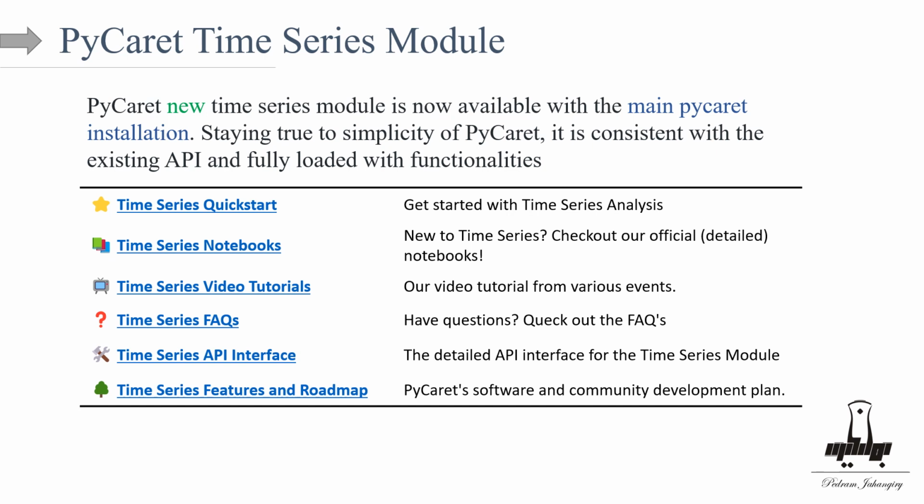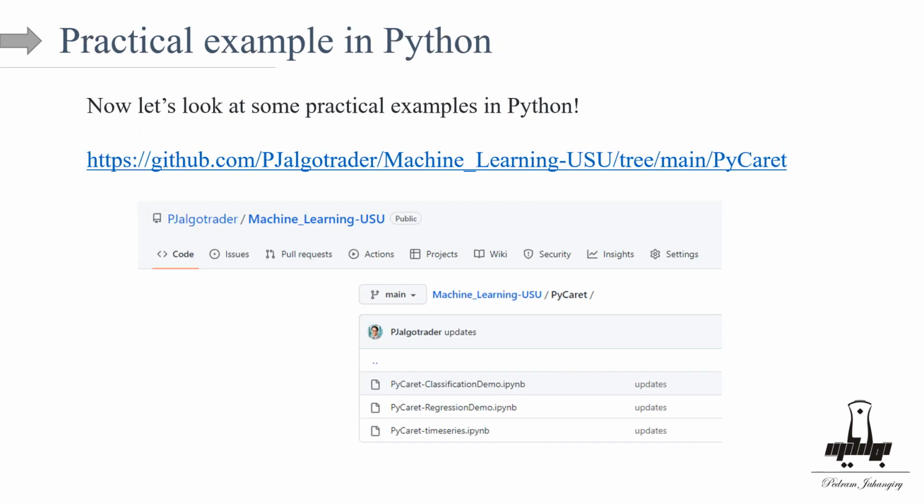Okay, so without further ado, let's look at some practical examples in Python. You should be able to find these practical examples on my GitHub, the repository for the machine learning course at USU. This is the address of my GitHub. Just Google it, PJ Algotrader, and then machine learning USU. In the main branch, you will find a folder called PyCaret, and there are three IPython notebooks, one for classification, one for regression, one for time series. Good luck and see you in the next one.